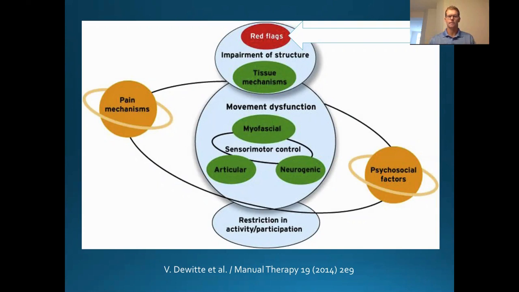So what we're going to do is take it first looking at the red flags up top, and then we're going to go into some movement dysfunction stuff and go over the different treatment-based classification for the cervical spine. We're going to talk a little bit about pain mechanisms and also psychosocial factors that can limit or affect someone's clinical presentation.